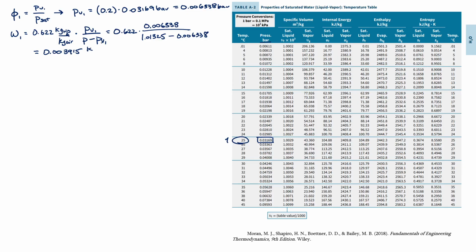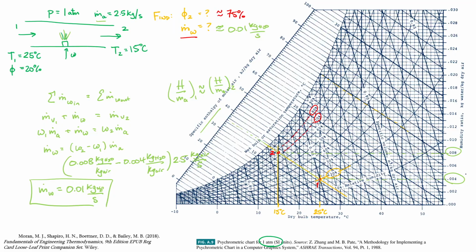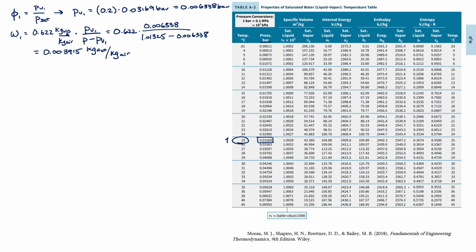our humidity ratio value. So this is kilograms of water per kilogram of air. If we look back above, our humidity ratio, or specific humidity, we said was approximately 0.004. In this case, I've got 0.003915. So that matches up pretty well. Okay, that's the easy part. That is what we did in the previous video.